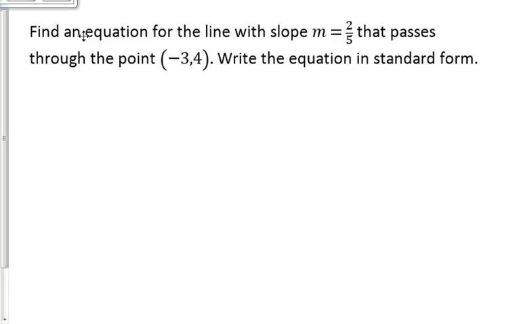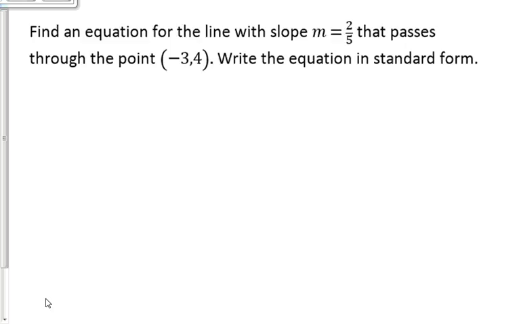It says to find an equation for the line with slope m equals 2/5. So the slope of this line is 2/5, rise over run, rise 2, run 5, that passes through the point -3, 4. And it also says to write the equation in standard form. All right. So let's go ahead and come up with an equation first.